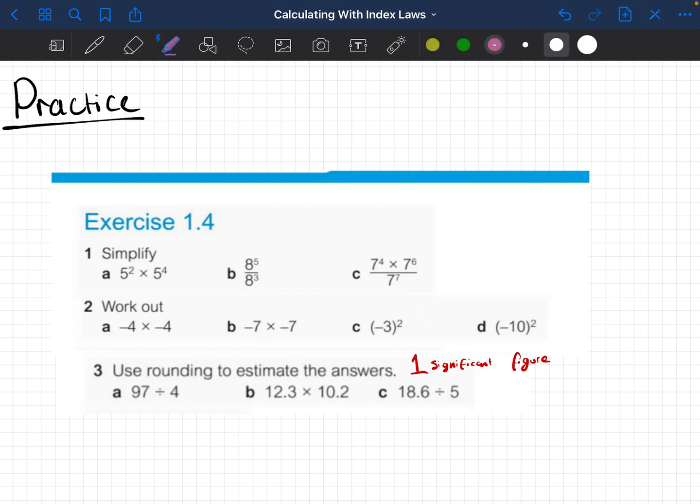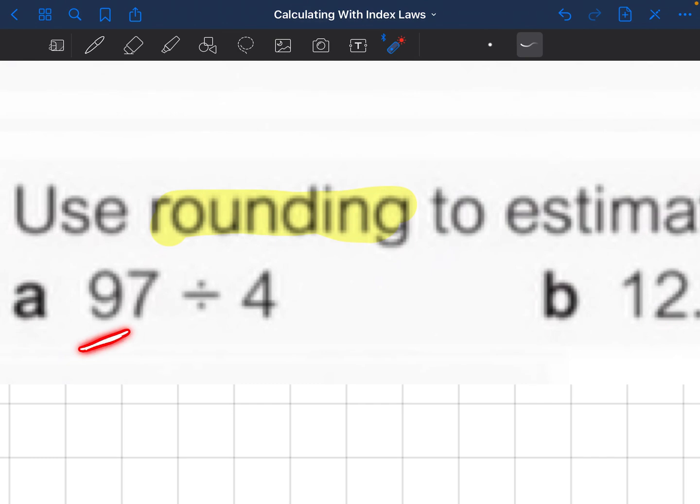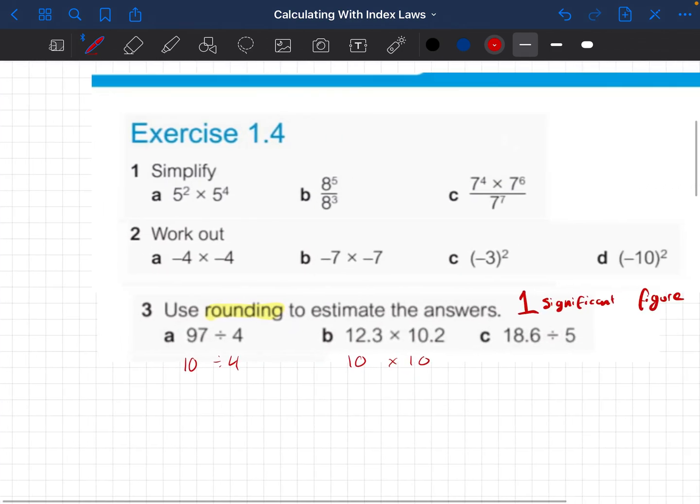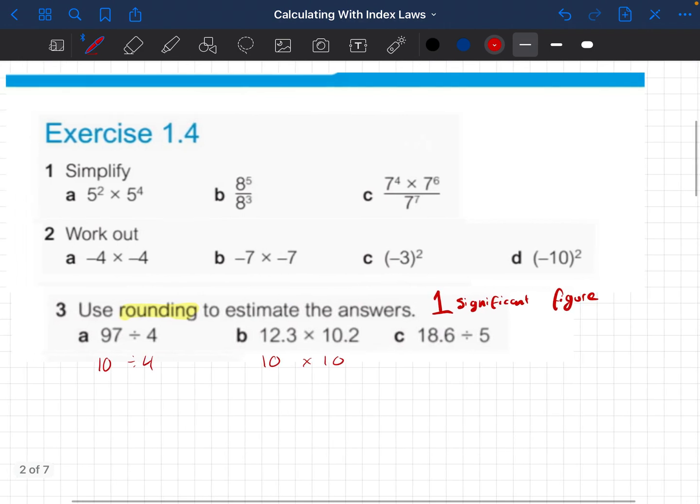With the rounding questions, just a quick reminder, round it to one significant figure. If you don't know what that means, just focus on the first number. I should say 9. So the 7 is above 5, so that's going to become 10 divided by 4, and so on. The next one will be 10 times 10, and so on. Try the last one yourself. If you don't know one significant figure, we'll look at that in a different lesson. But make sure you can do question 1 and 2. Okay? So pause it and have a go.